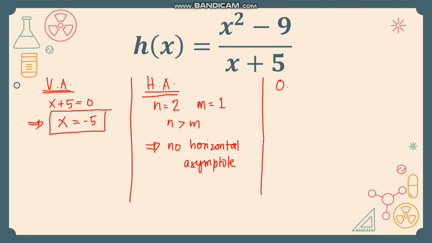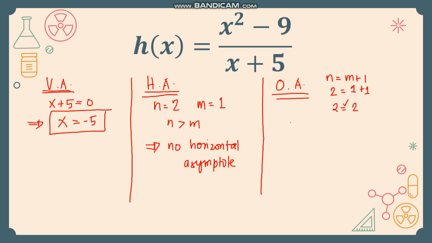And last, let's solve for the oblique asymptote. For the oblique asymptote, we just have to check first n equals m plus 1. So we have n is 2 equals m is 1 plus 1. So we have here 2 equals to 2. Therefore, there is now an oblique asymptote that exists.